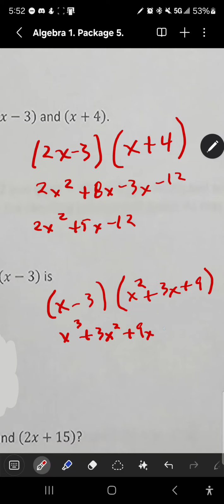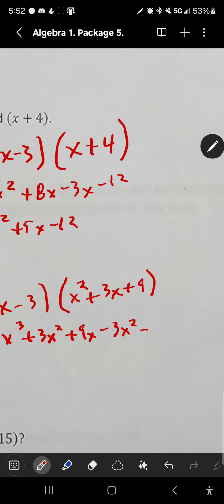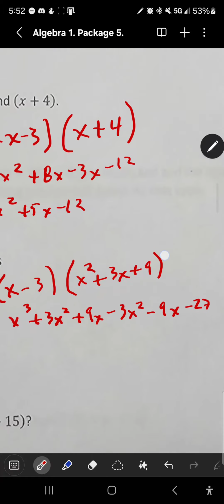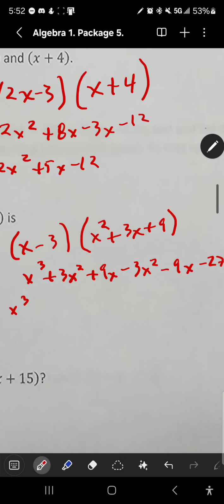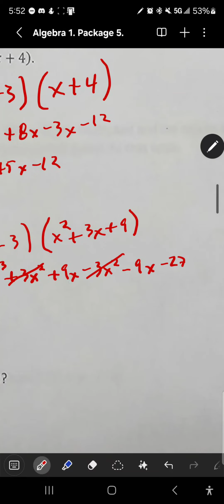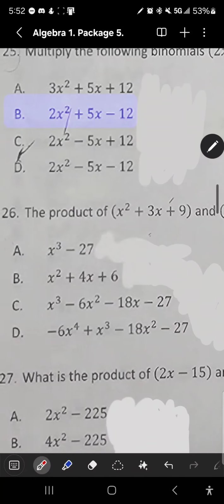Now, negative 3 times x squared is negative 3x squared. Negative 3 times 3x is negative 9x. Negative 3 times 9, negative 27. Now, the x cubed, we just keep it because it's the only one. Now, 3x squared minus 3x squared is just 0, so this just cancels out. And then 9x minus 9x is just 0, so it cancels out. And we have x cubed minus 27. And this is our answer right here.